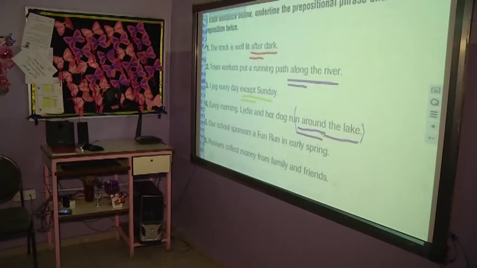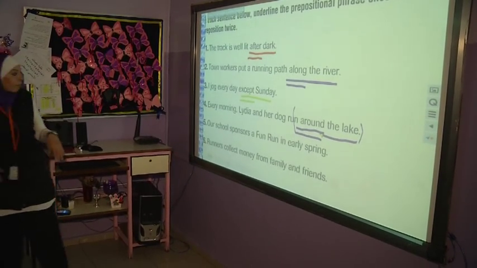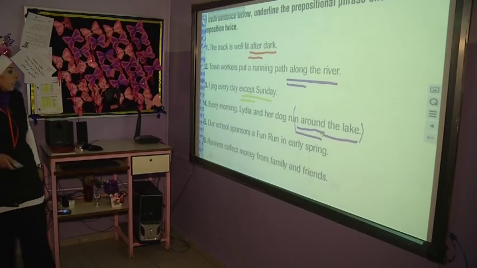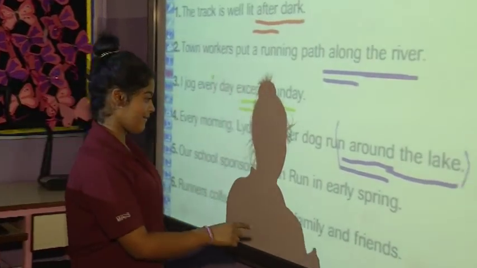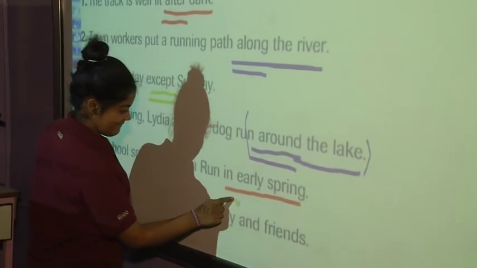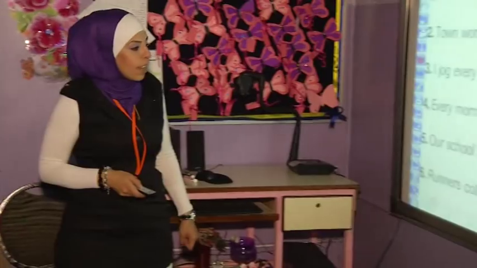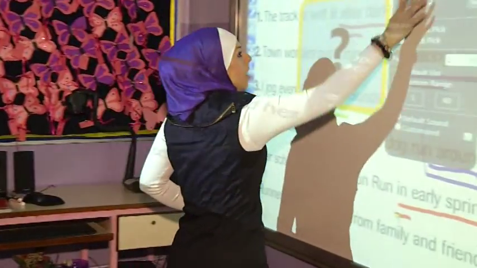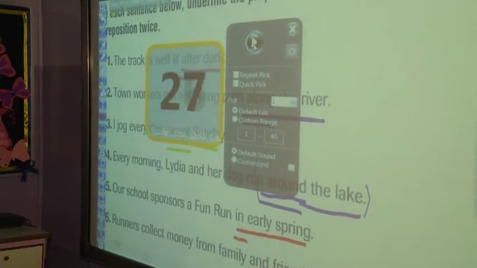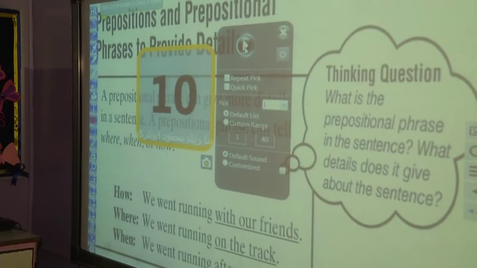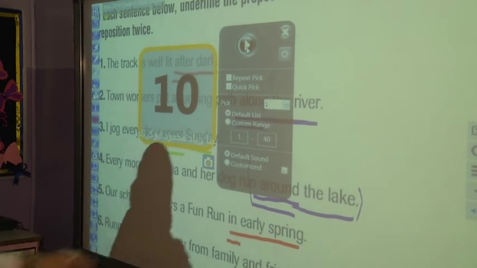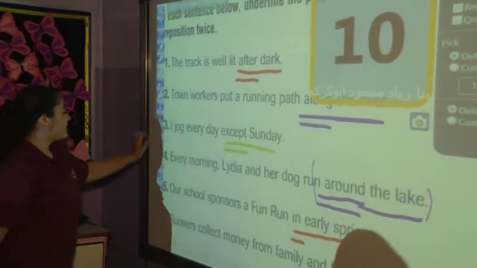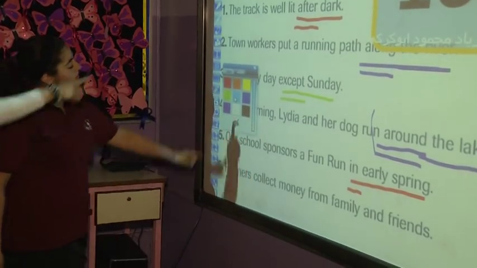Number five. I want you to choose me the color red. Yes. Come. Choose red. Thank you. Our school sponsors. You're not going to read the sentence. You just want to do it. Okay. And excellent. The last one is going to be a challenge. Okay, number ten. Do me this last one. Which color? Blue? Okay, good. Close it if you please.